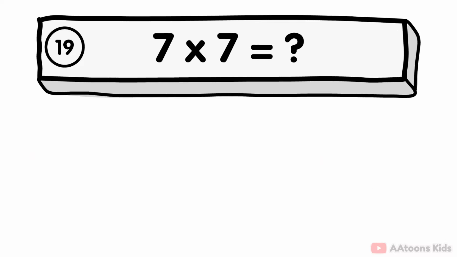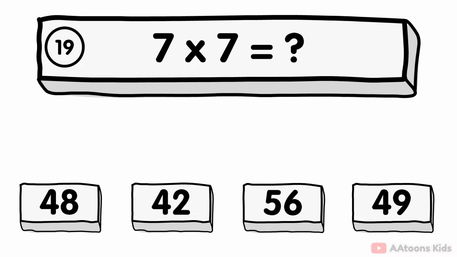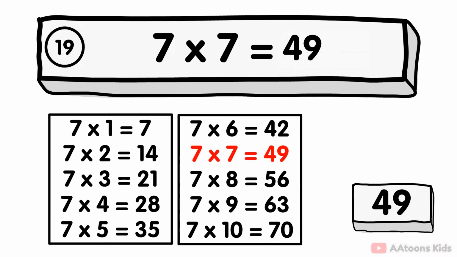7 multiplied by 7 is equal to 49. 7 multiplied by 7 is 49.